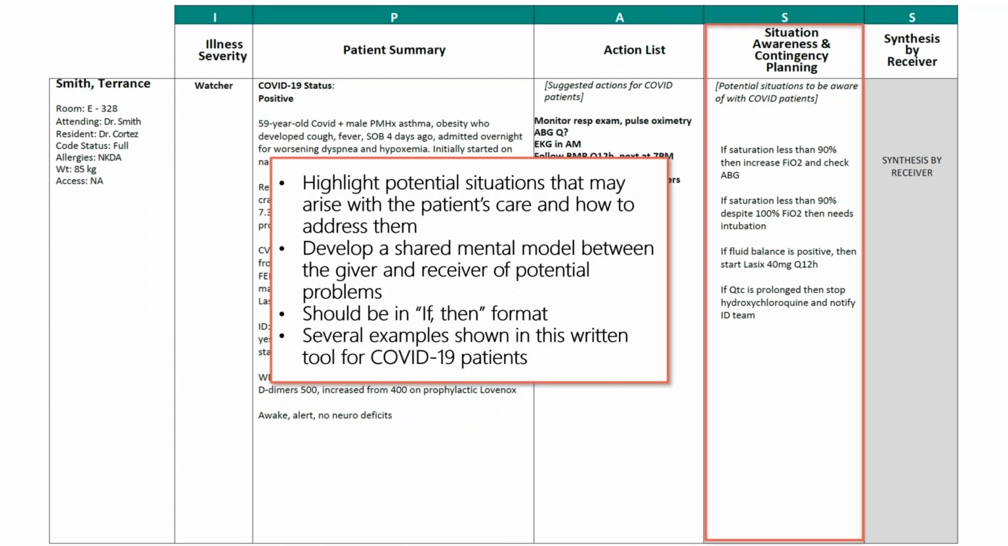The situation awareness and contingency planning element allows the off-going clinician to highlight potential situations that may arise with the patient's care and how to address them. This provides the opportunity to develop and communicate solutions to problems before they happen. Clear contingency plans will help develop a shared mental model between the giver and receiver of potential problems that may occur and should be structured in an if-then format. If caring for a patient who cannot receive visitors, your situational awareness may include whether or not the patient's family needs to be updated and at what interval or based on what criteria.